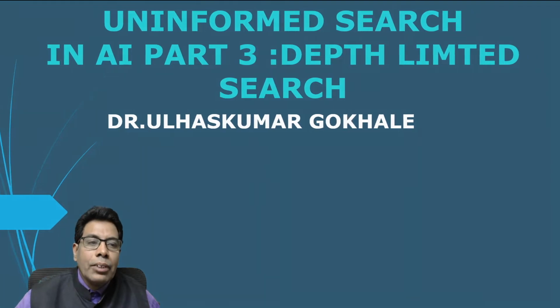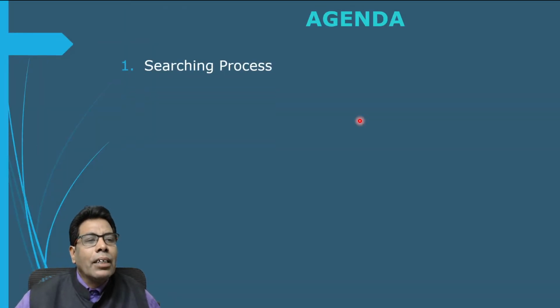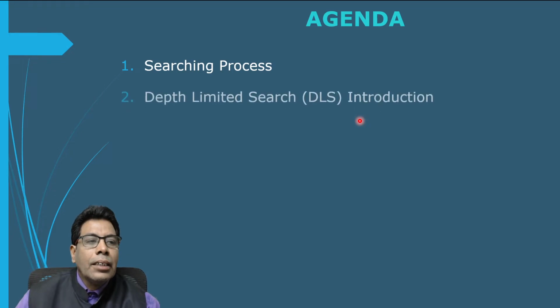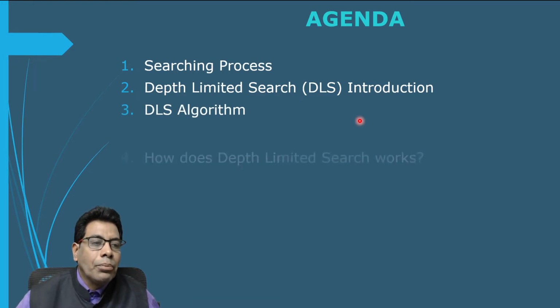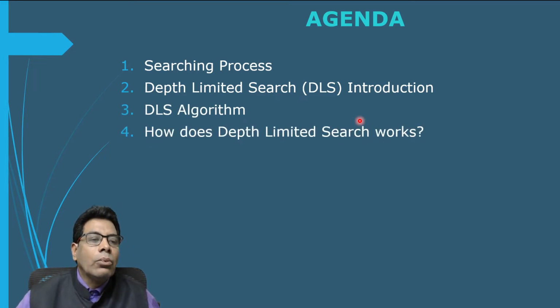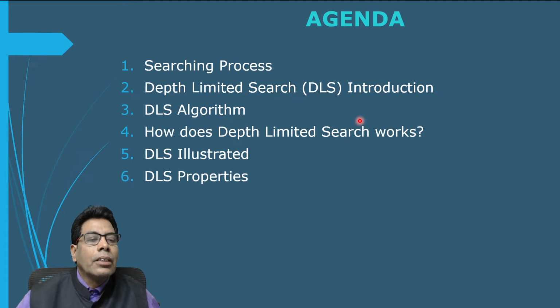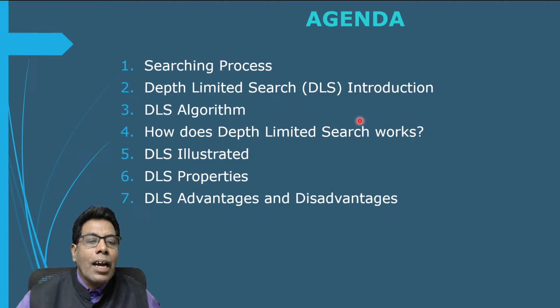Today we are going to discuss the topic depth limited search. Let us start with the agenda. First we'll review the searching process. Then we'll discuss the depth limited search introduction. Then we'll discuss the DLS algorithm. Then we'll see how the depth limited search works. Then we will illustrate the depth limited search with an example. Then we'll study the DLS properties, and lastly we'll discuss the advantages and disadvantages of the DLS.